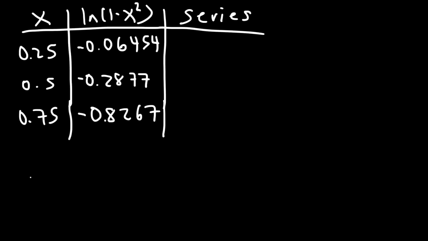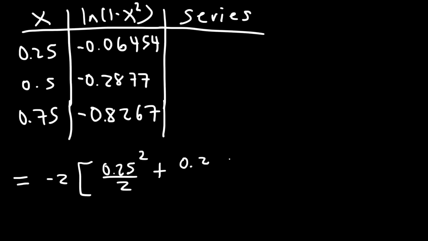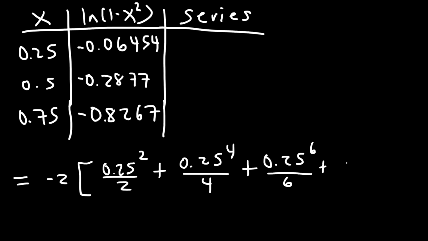Now let's see what we get if we use a series. So it's negative 2 times, the first one was x squared over 2, so this is going to be 0.25 squared over 2. And then it's going to be plus 0.25 to the 4 over 4. And then plus 0.25 to the 6 over 6. And then 0.25 to the 8 over 8. So we're going to stop at the first 4 terms, and we're going to see how good this approximation is. If we go on to infinity, it's going to give us the exact answer. But we're going to stop here.